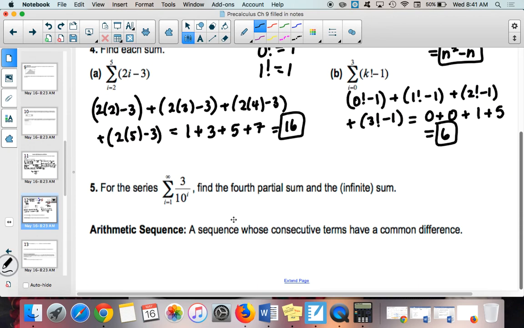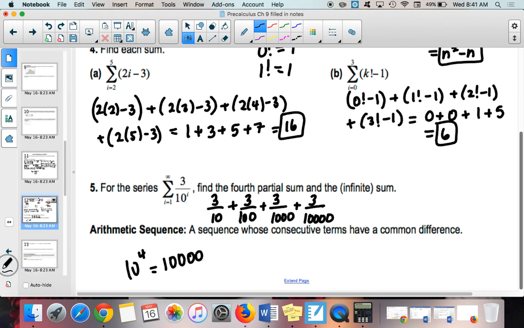So it says for the series, i equals 1 to infinity, 3 over 10 to the i. Find the fourth partial sum and the infinite sum. Okay, so we did these last year. So if I plug in 1, I'm going to have 3 over 10, right? 10 to the 1 is 10. If I plug in 2, I get 10 to the 2, which is 100. If I plug in 3, I get 1,000 on the bottom. And if I plug in 4, I get 10,000 on the bottom. You guys all know that trick, right? If you have 10 to the 4th, it's 1 with 4 zeros, right?